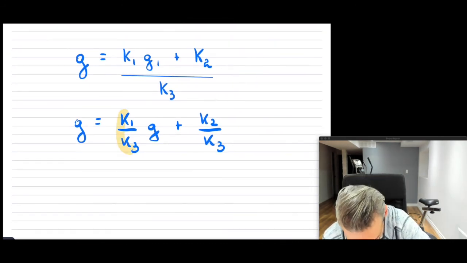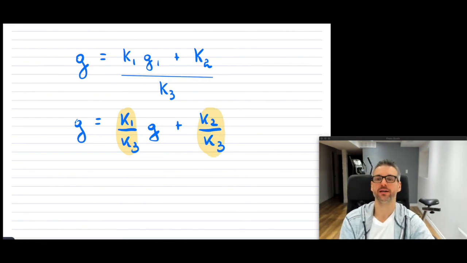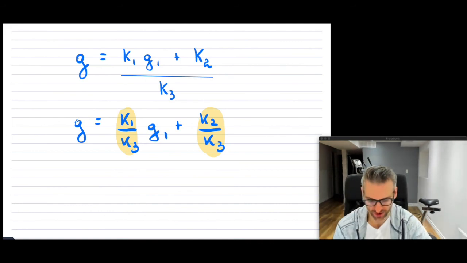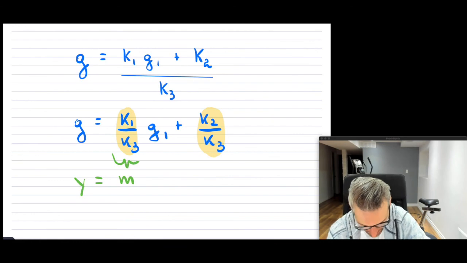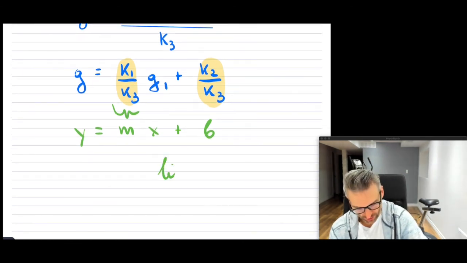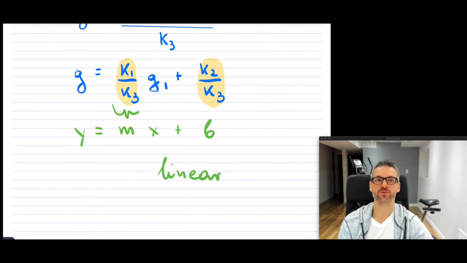Again, these are just constants, just some numbers. That's what I would have had. Now this is G1, let's not forget. So if I'm looking at this, this looks very much like y is equal to some constant, this is your m, this would have been like your x, plus your b. So this relationship looks like it's only linear. So it's not a direct proportion or an inverse proportion.